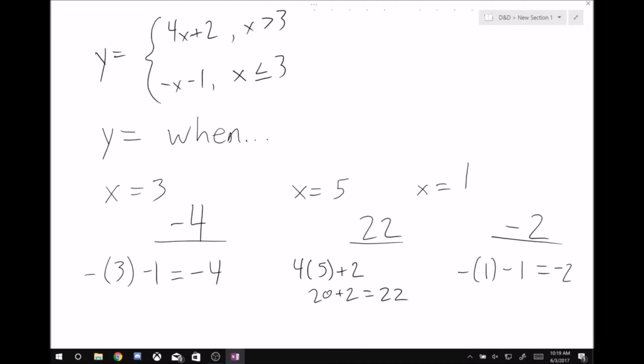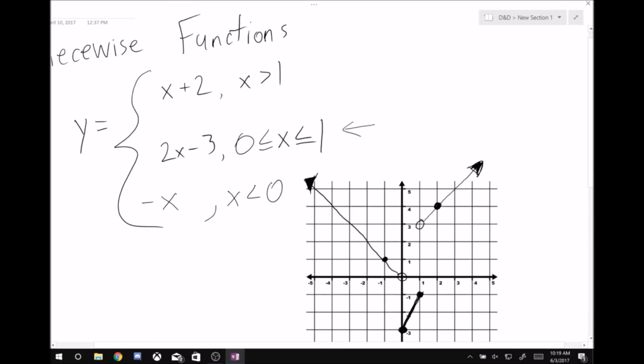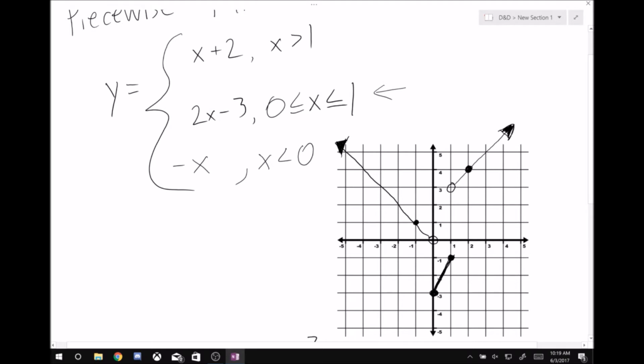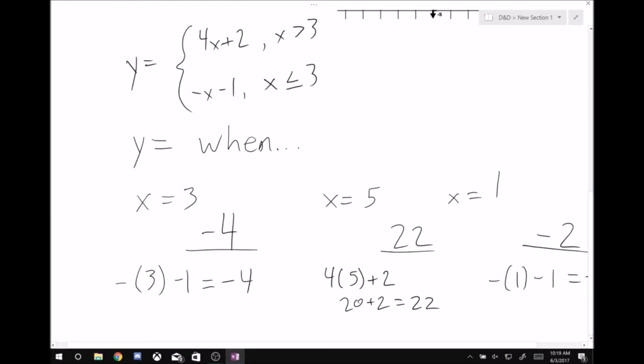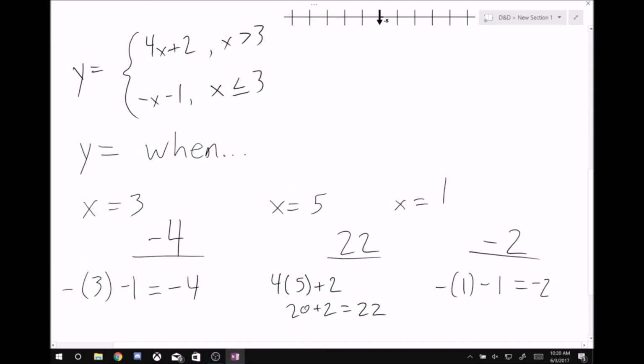So those are really the two cases that you should have to deal with for piecewise functions: either you're given the piecewise function and you have to graph it, or you're given the piecewise function and asked to plug in different values. So yeah, that should be pretty much everything you should have to do with piecewise functions.